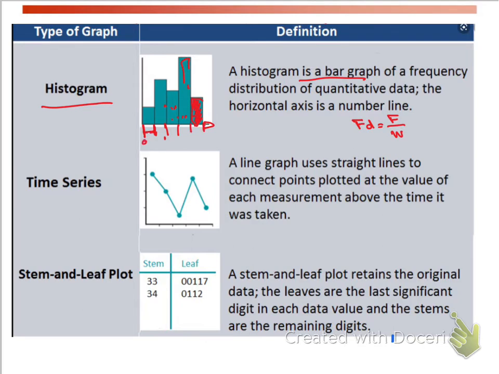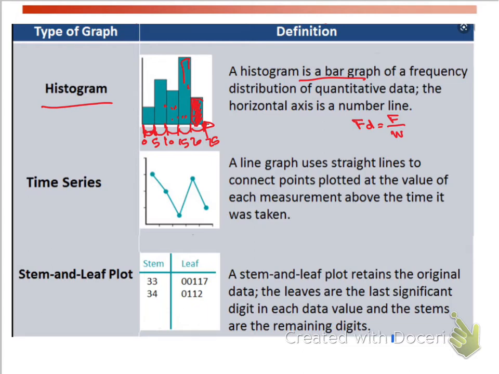I have start 0, 5, 10, 15, 20, 25. So every interval equals 5 in this example. It could be every interval 10: 0, 10, 20, 30, 40, and so on. Or 0, 50, 100, 150, 200, so every interval is 50. So it depends, but they should be equal.